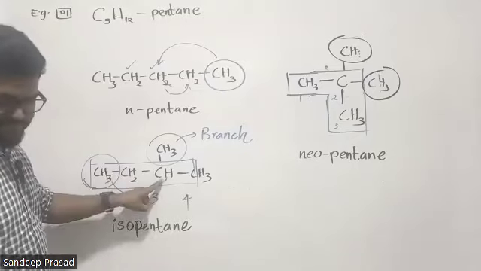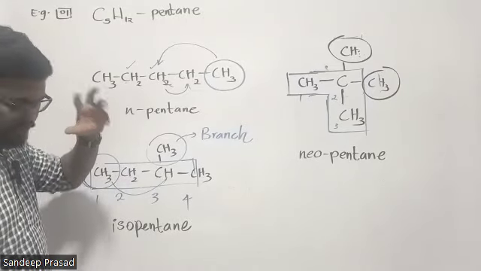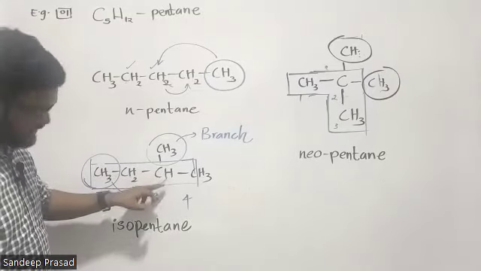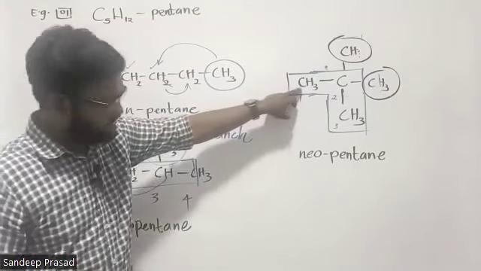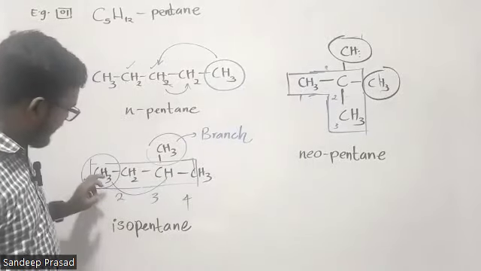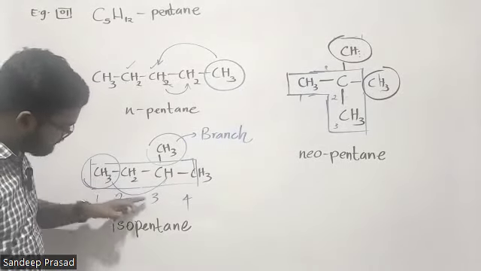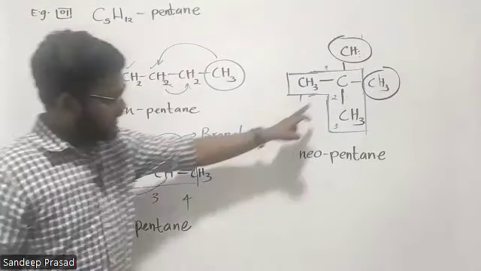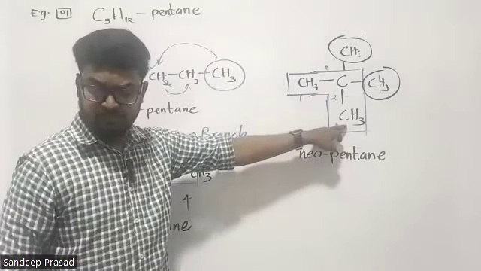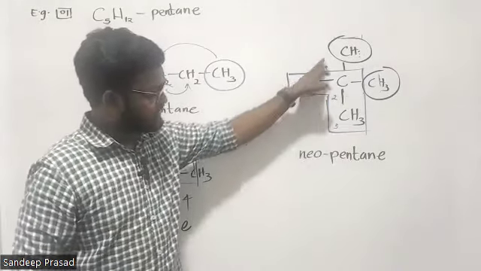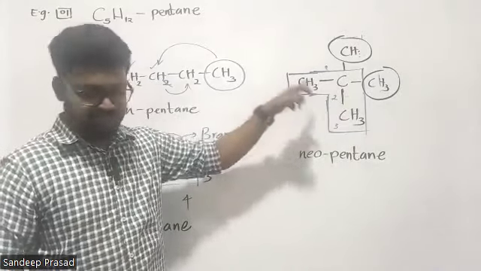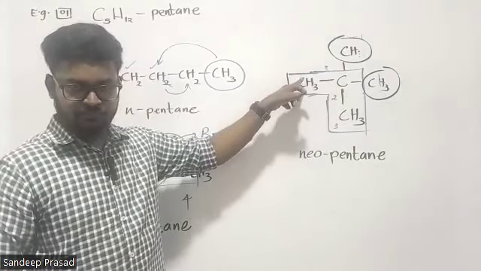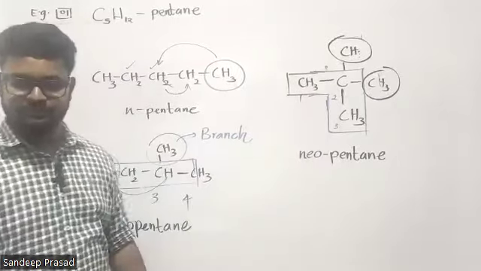Right? Then just imagine, think in your mind, hydrogen is coming to this CH2, then it becomes CH3. And this CH3 is now going to this middle carbon atom. Then this is the CH3. Then can you see that one carbon atom is surrounded by four CH3 groups? Then this is known as neopentane.